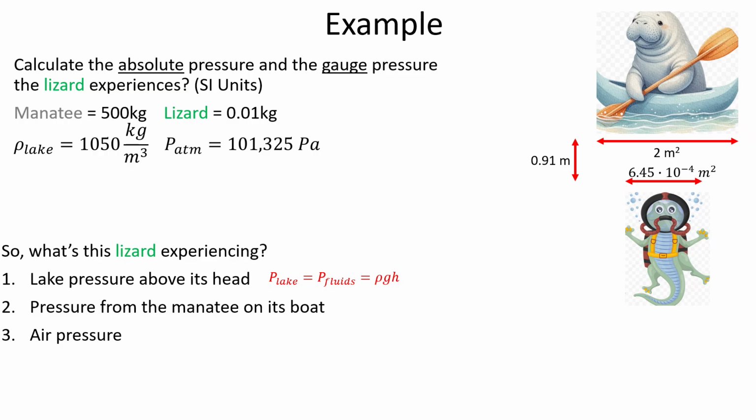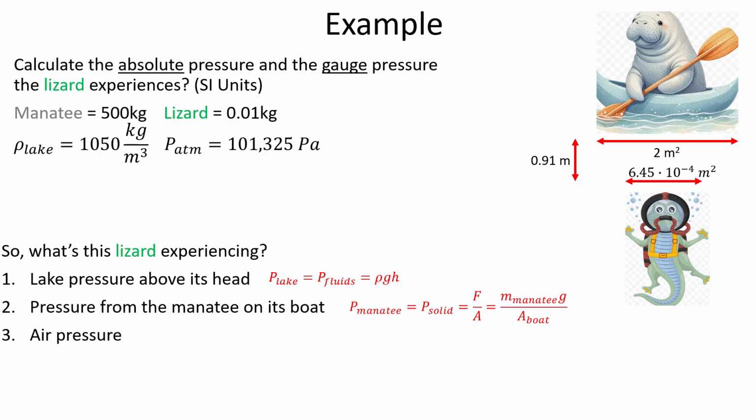Rho gh is a much more convenient way to calculate the pressure of a fluid. The pressure from the manatee, being a solid, I'm going to use F over A rather than rho gh. That's what you would want to use for solids. Okay, the force that the manatee is exerting is mass times g. So I'm just going to use mg, and I'm going to ignore the mass of the boat.